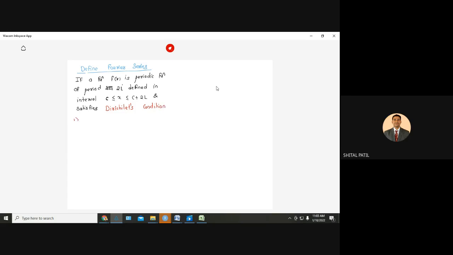Write them. One. f of x is finite, so it should not become infinite. And single valued. Single valued, you understand? For one value of x, we should have one value of y. Single valued. And its integral exists in the above interval.